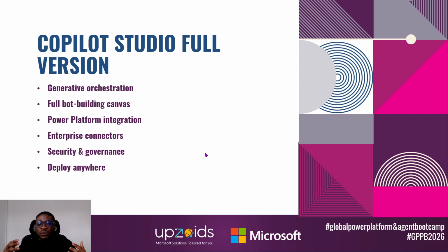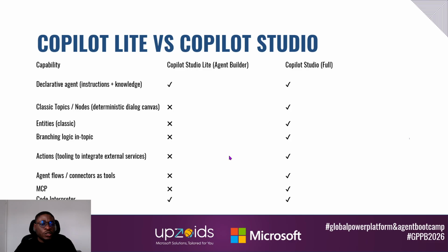And in terms of deployment, say you want to build an agent that you embed on your website, you're not going to do that in Copilot Studio Lite, right? Because that's just within the context of your M365. But once you want to start deploying your agents outside of M365, on your website, on an app, on WhatsApp, on Telegram, then you have to start using the Copilot Studio full version. So this is just showing some distinctions between the two.